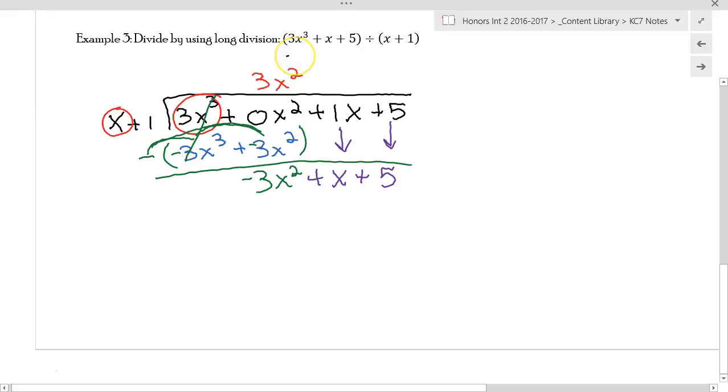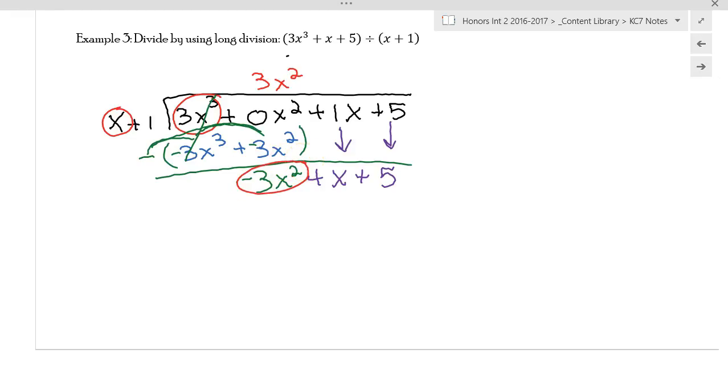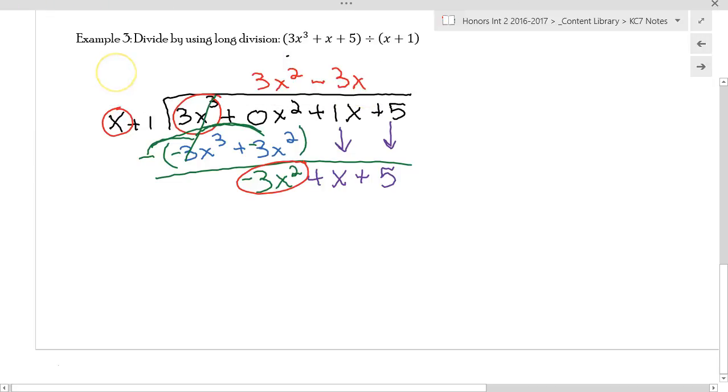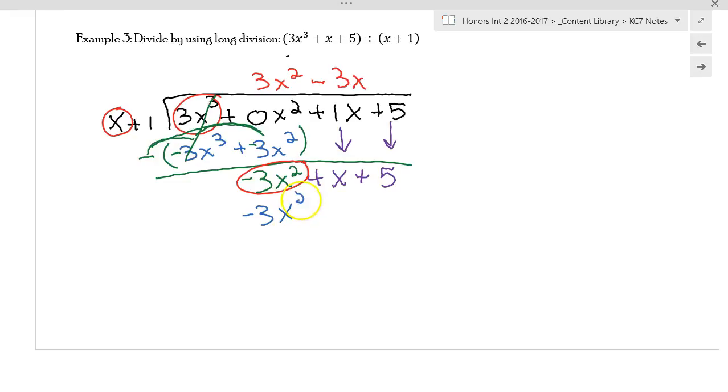Now divide again. So dividing x and negative 3x squared. Negative 3x squared divided by x, I get negative 3x, because one of my x's goes away. Then my multiplication step, negative 3x times x is negative 3x squared. Negative 3x times 1 is negative 3x.